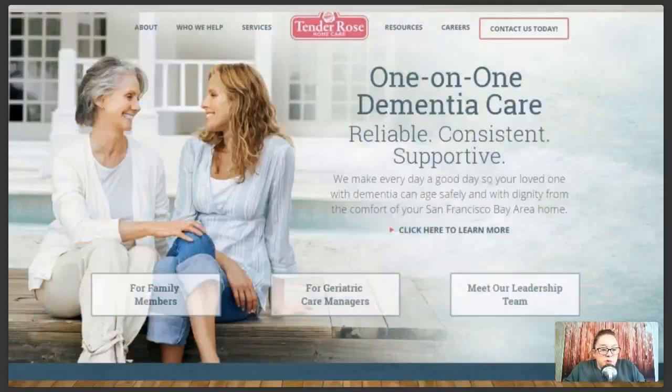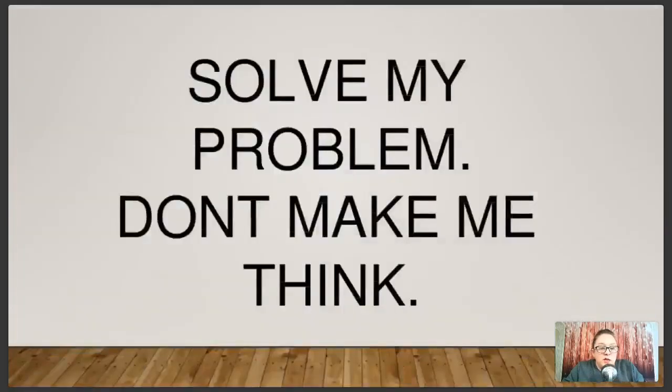That's great. This is one we did not create, but I've always liked this one as well. This is very simple, clean. These folks specialize in dementia only, and you cannot miss how to contact them. Contact us today right there. So these are some great ones. The important thing to remember about websites in 2018 is that you need to keep it super simple.